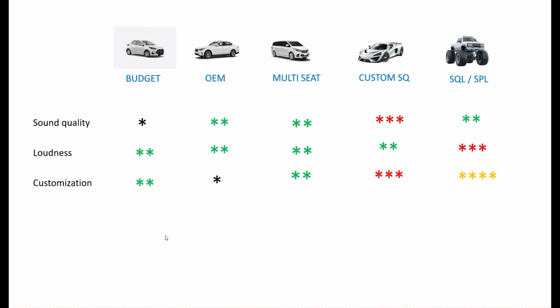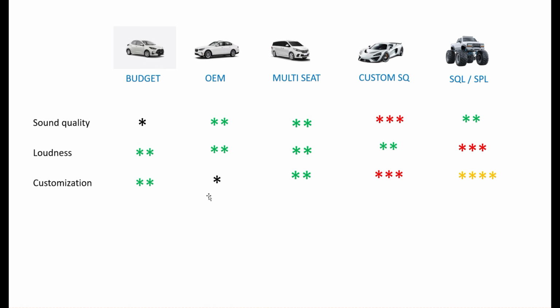Now the next is about the level of customization, or you could look at it the other way around, the level of retaining OEM or stock. So of course these types of builds are going to be the most custom heavy, with extra fabrication and extra customization. I would argue that the SQL SPL builds are even more customized than a custom SQ build. You see pictures of these things with 16 amplifiers and 8 subwoofers built into the doors, and all of that type of stuff. They're certainly at a different level to your custom SQ builds.